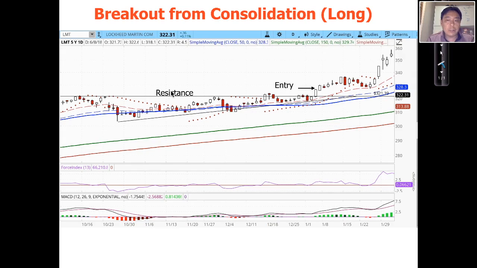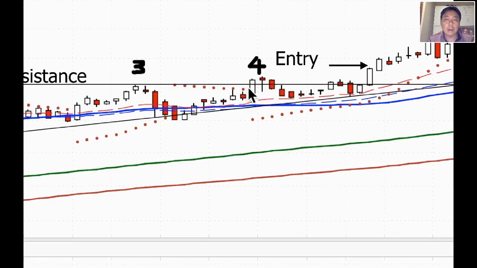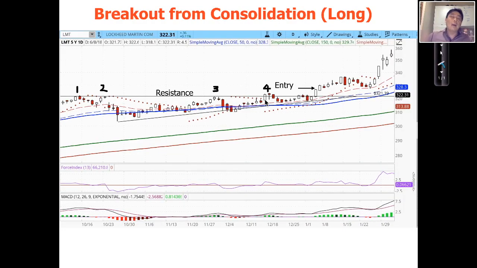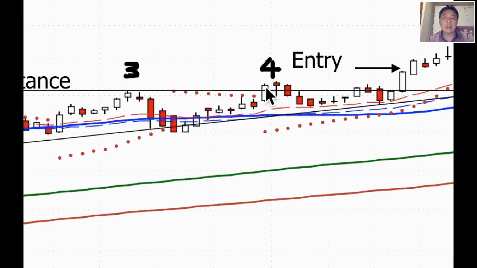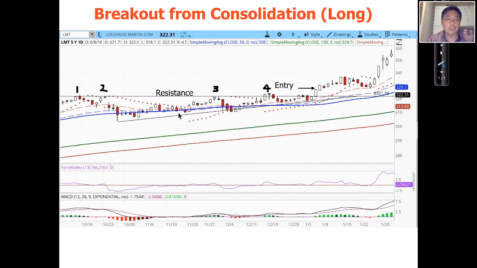If you draw the resistance level over here, you can see that it's tested once, tested twice, tested 3 times, tested 4 times. And you can see that this was not a valid breakout. Why was it not a valid breakout? Because we need to see a full candle body, a bullish candle above the resistance. You can see this candle was half the body in, half the body out. It was not a clear breakout, and this was a bearish candle, so that's not a breakout as well.